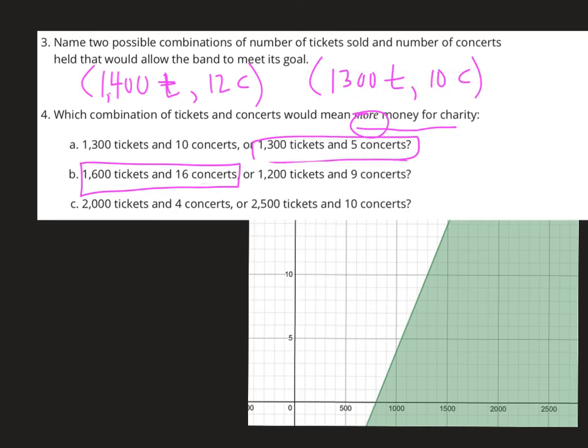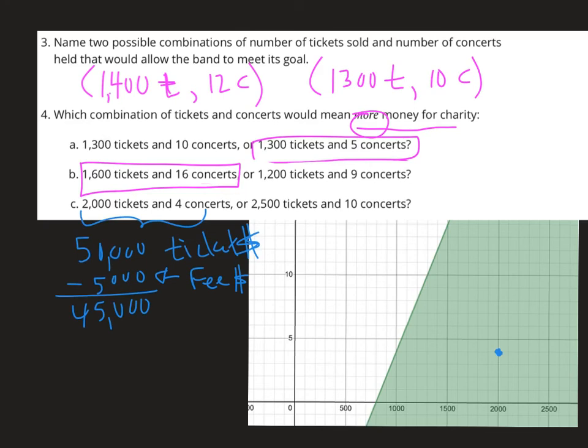The last choice here, 2,000 tickets and 4 concerts, or 2,500 tickets and 10 concerts. Now think about this for a second. At $25 a ticket, just 500 more tickets, it's only $12,000. That's an additional 6 concerts. So 6 times 1,250 is going to be 7,500. It's going to be a close race. Let's plot these out first.